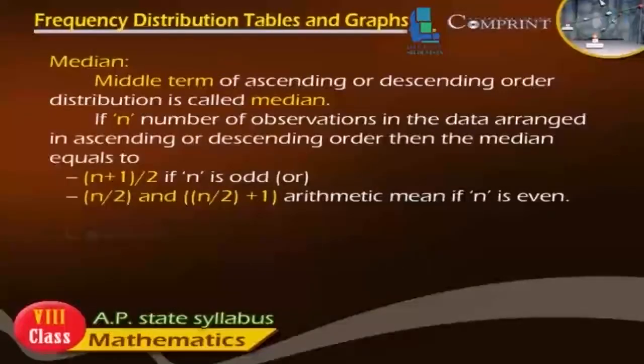Median. The middle term of an ascending or descending order distribution is called the median. If there are n observations in the data arranged in ascending or descending order, then the median equals the (n plus 1) by 2th term if n is odd, or the arithmetic mean of the n by 2th and (n by 2 plus 1)th terms if n is even.